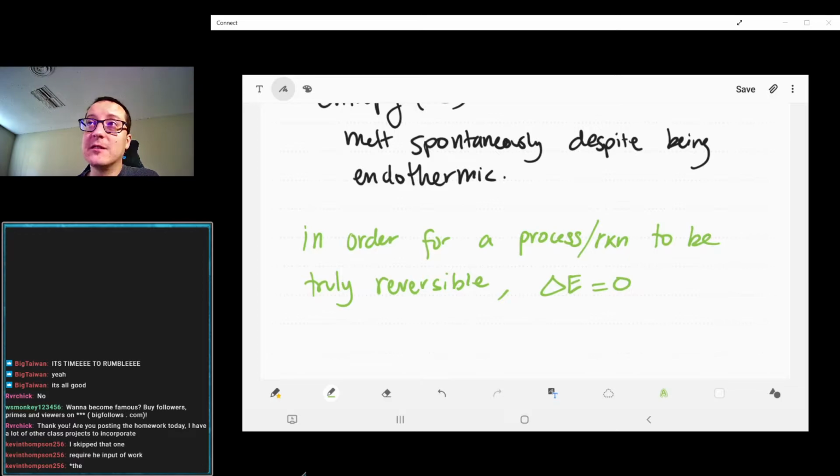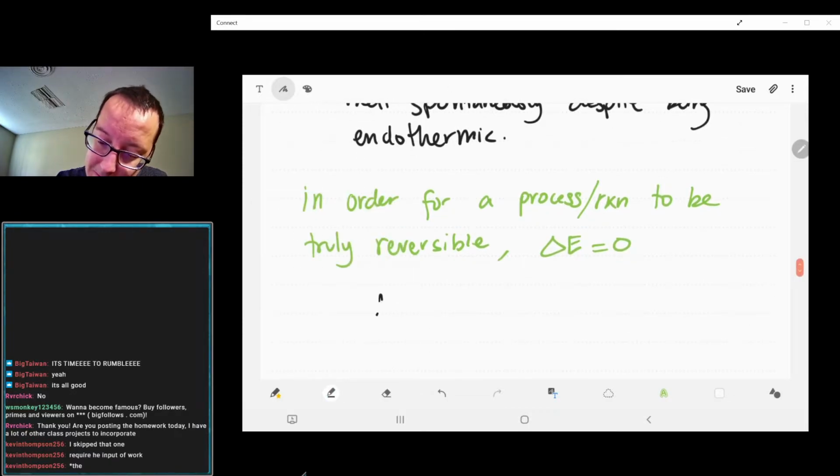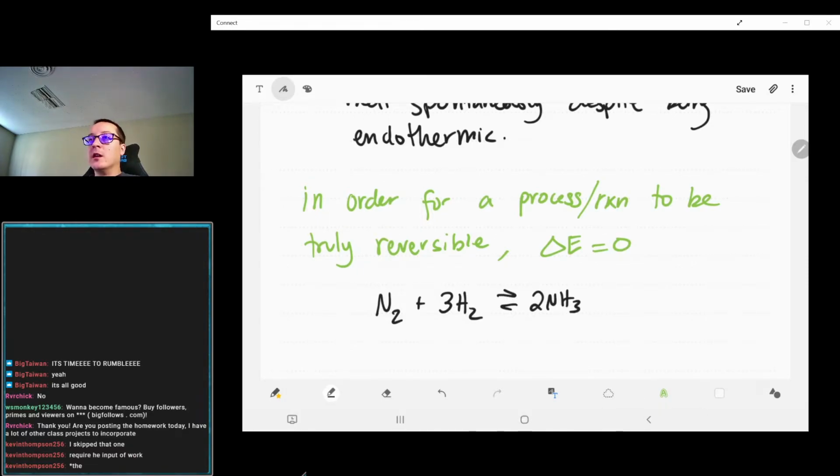And so that means for something to truly be reversible, let's think about a reaction. We know we had our favorite gas reaction, right, the Haber process, right? So, yes, this is technically a reversible reaction, but we're going to see it is not a reversible process in terms of the most narrow of terms. So we're going to have to say that the change in energy from the nitrogen and hydrogen into ammonia must be zero. And in that way, it can go back and forth without any input of energy.